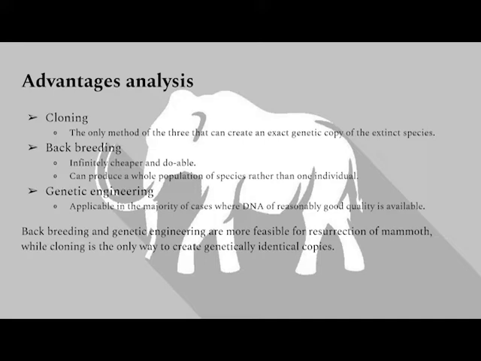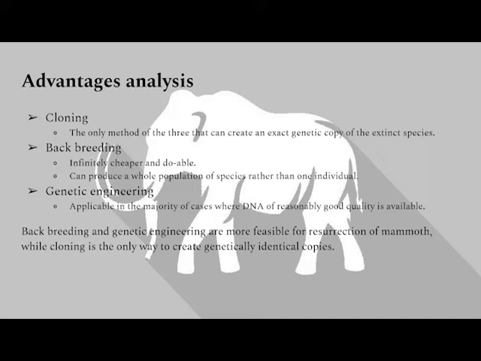This is done by extracting the nucleus from a preserved cell from woolly mammoths and swapping it into an egg cell whose DNA has been removed. The mammoths created by cloning will be exactly the same as the original one. It can create an exact genetic copy of the extinct species, while the other 2 ways can only have genetics similar to some extent, but the original gene pool was eliminated.